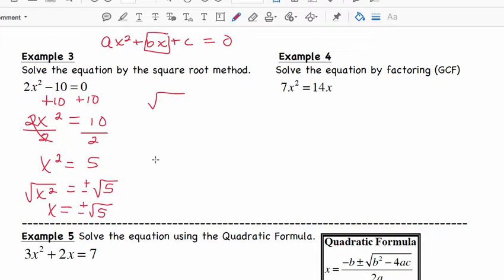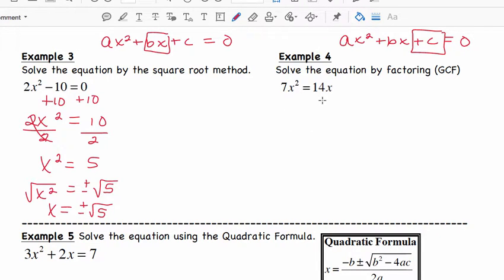Okay, let's go ahead and do example 4. Example 4 is going to be solved by factoring with the greatest common factor. Now this time you are missing something else. There's your standard form. This time you are missing the constant. So if you have a quadratic and you have both your x terms, your x squared and your x term, but you don't have that constant, then you can go ahead and try this and see how this goes.